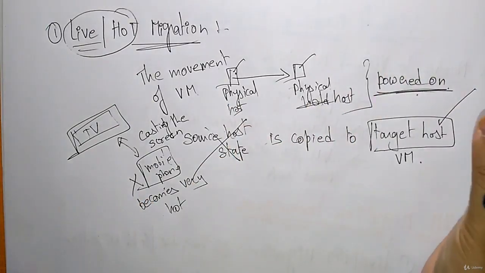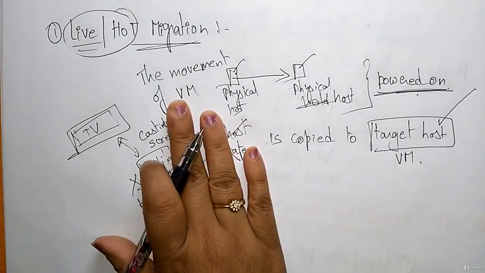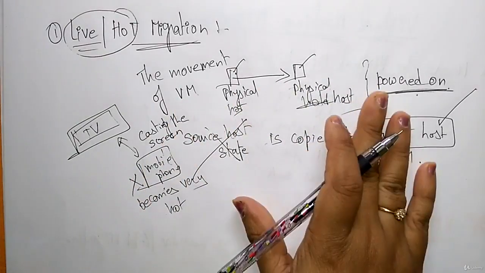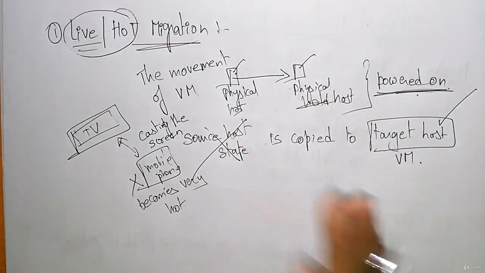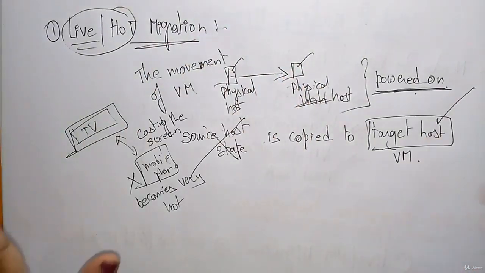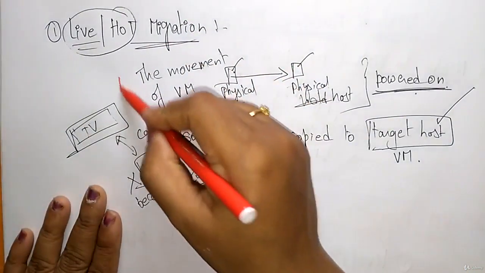If you talk about the system, the movement of virtual machines from one physical host to another while being powered on, then you call it a live or hot migration. The thing to remember here is that migration is nothing but a movement. So don't be confused.